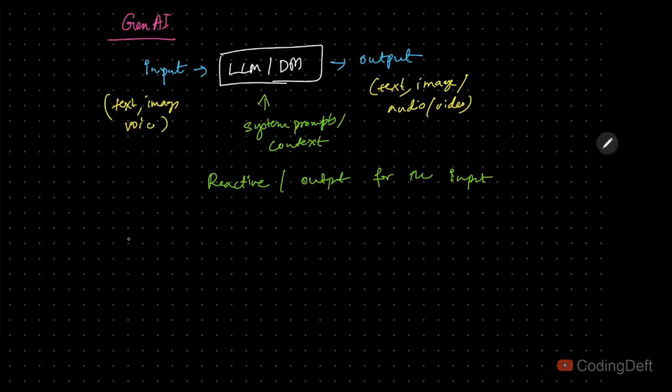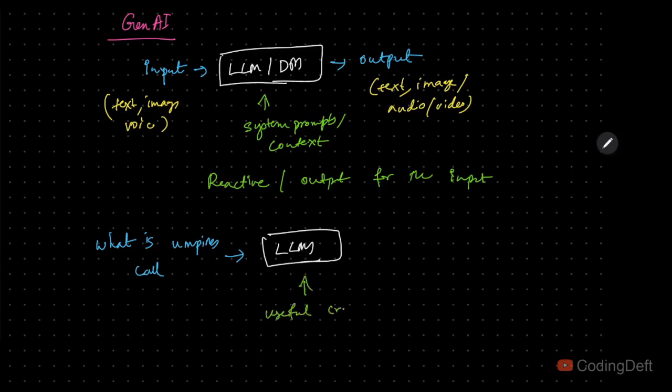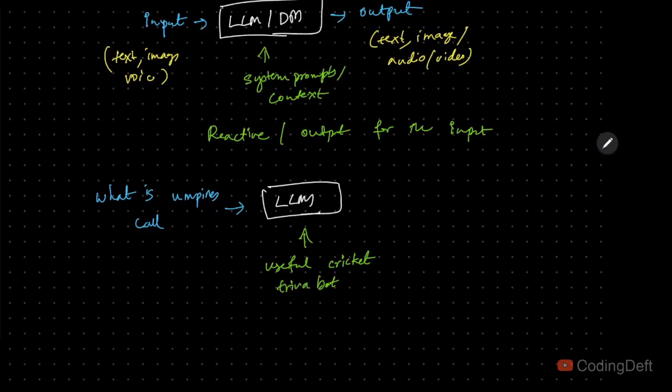Let's say I have a cricket trivia bot. I'll ask what is umpire's call. That will be fed to the LLM. I would have some system prompt saying you are a useful cricket trivia bot, so that it will output information only regarding cricket. You don't have to mention cricket in every input. So it need not search the internet and everything. It can just output what is umpire's call because it will already be fed with the information from the internet. It doesn't have to search the internet.